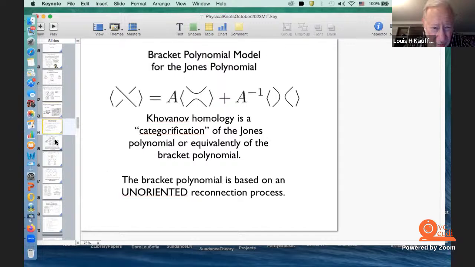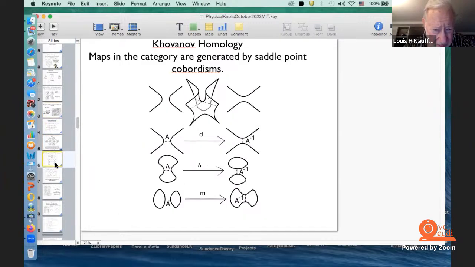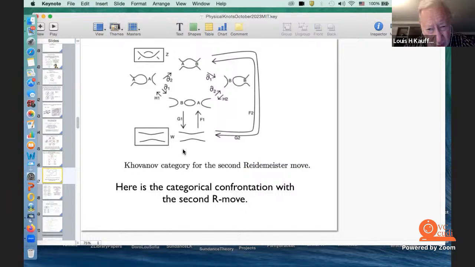And in order to do so, I skip some things. In order to do so, we do think of the arrows in the category as being cobordisms. We think of going from an A to a B, or which I call the inverse here, as going through a saddle. We think of it that way. And then we have to look at how one category looks in relation to the other category when you have a move that you made.